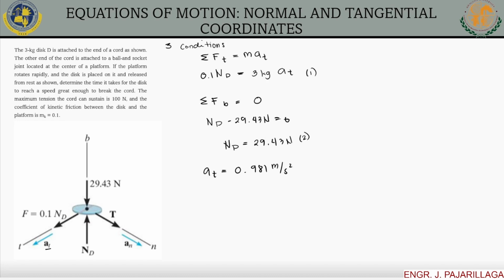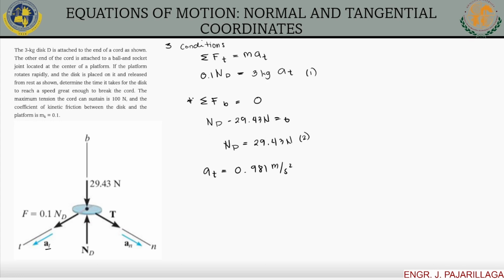2.943. No, 0.991. 2943. Ayan, 0.981 meters per second.